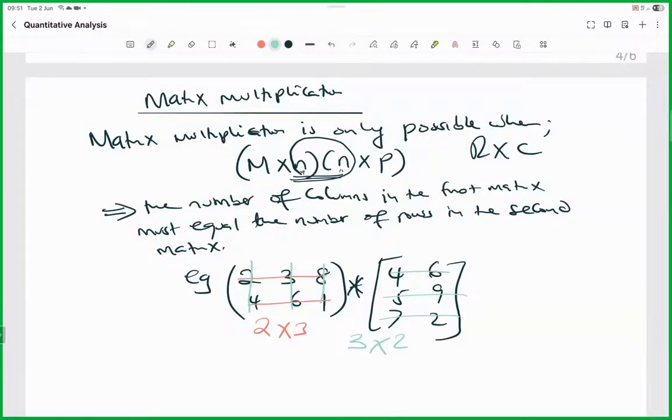What makes you think they are compatible for multiplication? I know why they are compatible. For me, they are compatible because the inner values are the same. The 3s, these 3 are the same. And the resultant matrix, after I multiply, will be defined by this. This will be a 2 by what? A 2 by 2. So the inner numbers help me assess compatibility.